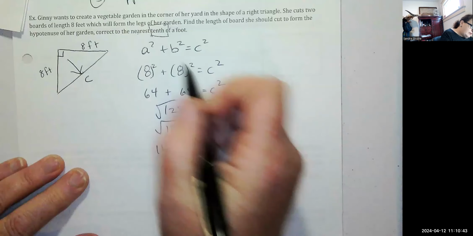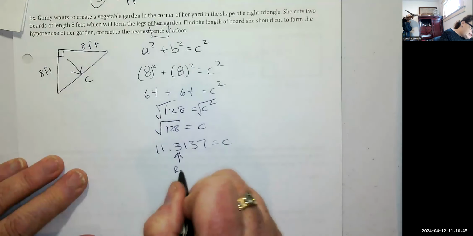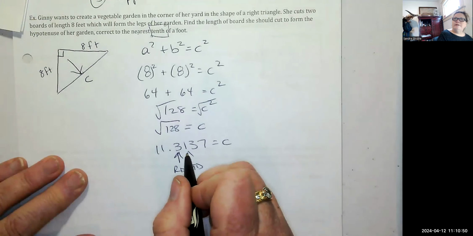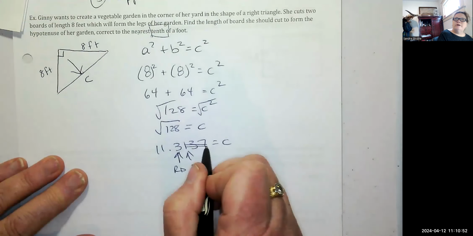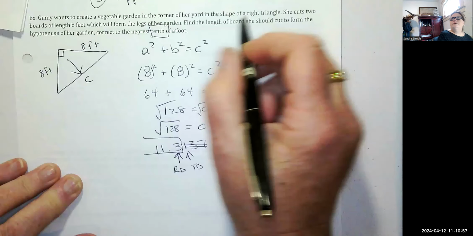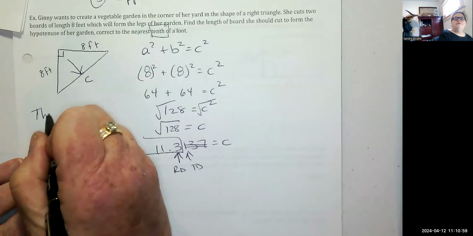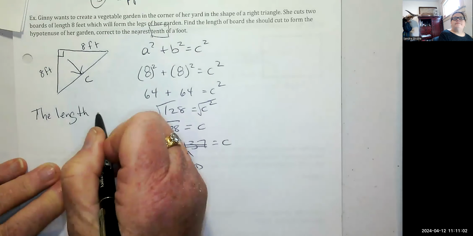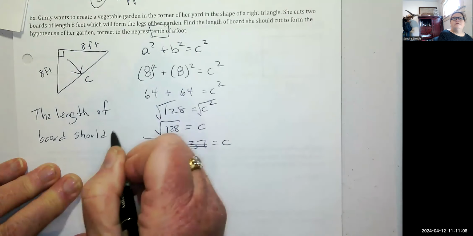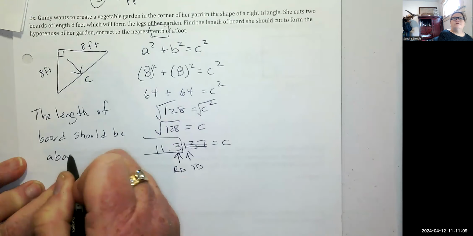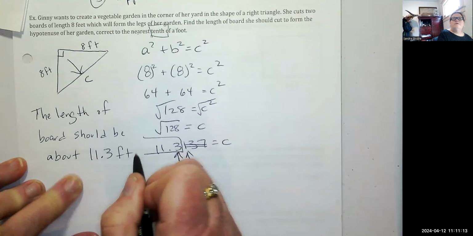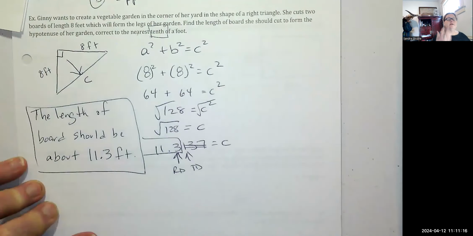But they want us to round to the tenth. So that's my rounding digit. That's my test digit. It is not 5 or greater. It is less than 5. So this is gone, and I'm going to have to cut a board this length. So the length of board should be about 11.3 feet. Rounding, sentence, unit. It's a word problem.